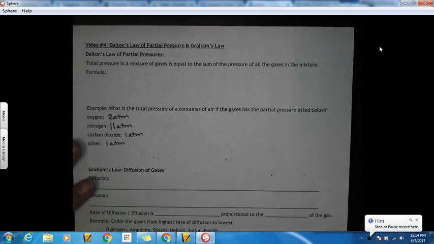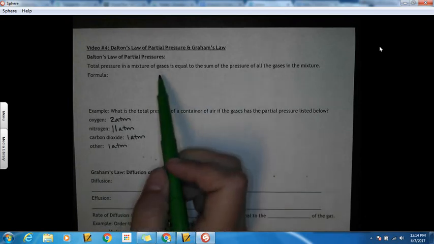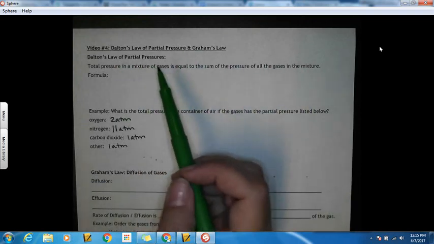Alright, so in this lesson we're going to talk about Dalton's law and Graham's laws and how they relate to gases. So the total pressure in a mixture of gases is equal to the sum of the pressure of all the gases in the mixture. This is Dalton's law of partial pressure.